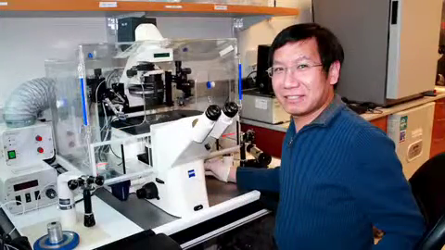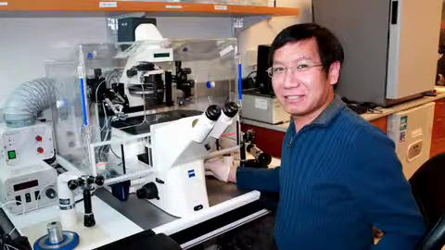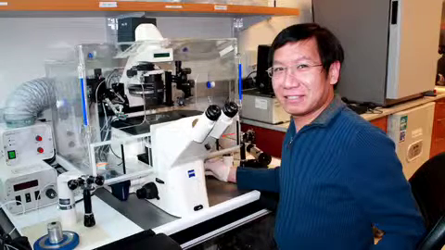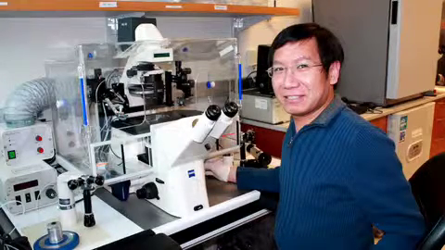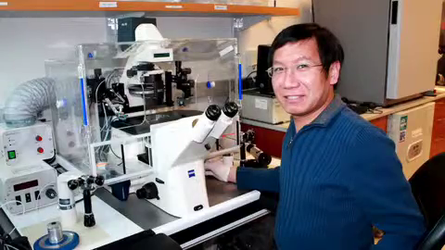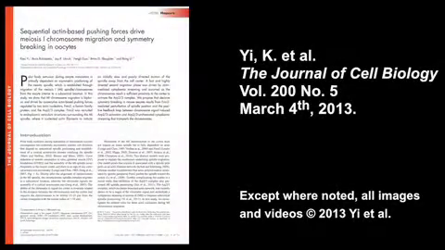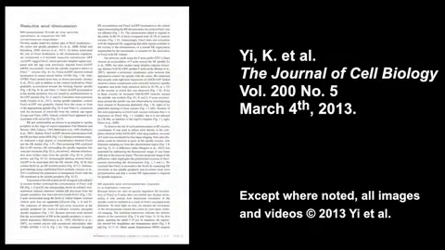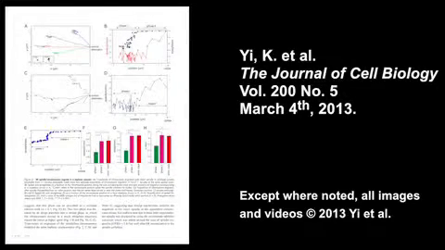So one could ask, how do formin 2 and ARP2/3 complex really communicate? And how is this chromatin signal conveyed to the cortex? And how does formin 2 actually localize to the ER? And while Li and colleagues work on those questions, you can learn more about how sequential actin-based pushing forces drive meiosis I chromosome migration and symmetry breaking in oocytes in the paper by Yi et al., published in the March 4, 2013 issue of the Journal of Cell Biology.